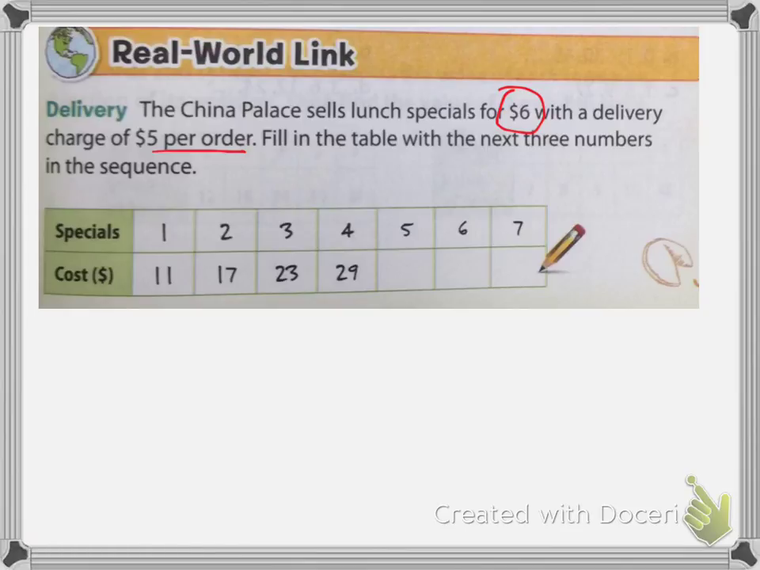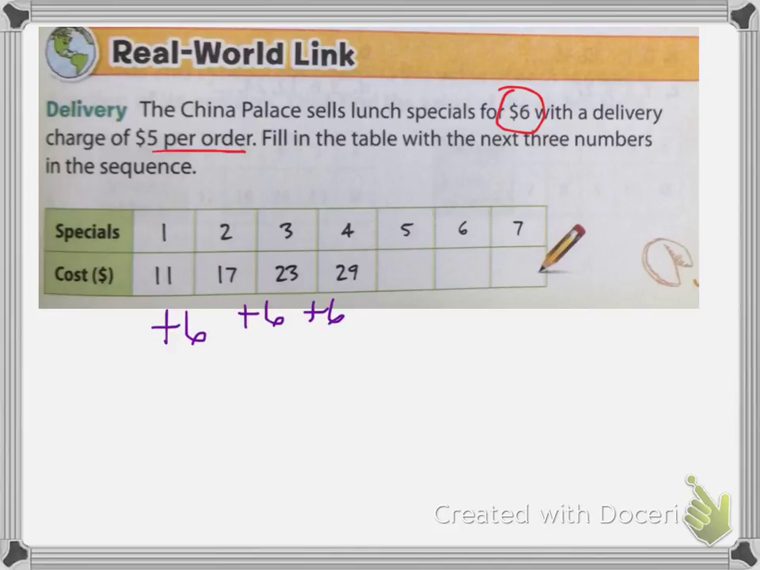So now we need to find out what the relationship is here. So to get from 11 to 17, I can't immediately think of a way that I can multiply 11 and get to 17. So let's think about addition. To get from 11 to 17, I could add 6. So now let's see. 17 plus 6 gives me 23. So plus 6. Plus 6.